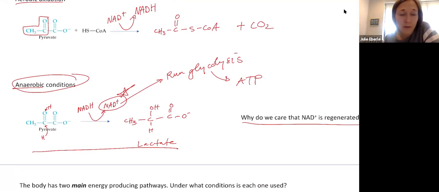Does anybody remember what step in glycolysis NAD+ is used for? It's step 6, right between the production of glyceraldehyde 3-phosphate. We take glyceraldehyde 3-phosphate and we oxidize it. And in the process, we need NAD+ to do that. NAD+ is the oxidizing agent for step 6. And then in step 7 is where we produce ATP in glycolysis.